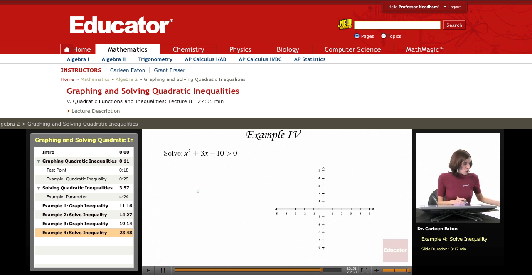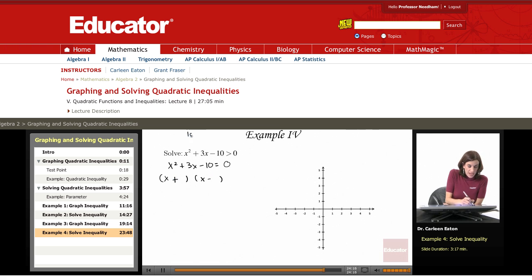For this quadratic inequality, first I'm going to find the roots of the corresponding quadratic equation. This is another one that I can do by factoring. I'm going to have x plus something and x minus something, and I know that because I have a negative 10. So I'm going to have a positive and a negative.